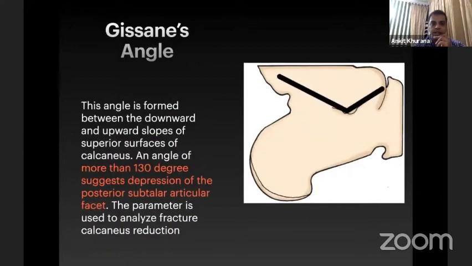The Gissane's angle is an angle formed in the articular posterior facet of the calcaneus below the lateral process of the talus, and an angle of over 130 degrees suggests depression of the posterior subtalar articular facet, and it has to be restored to assess for intra-articular reduction following a calcaneal fracture fixation.